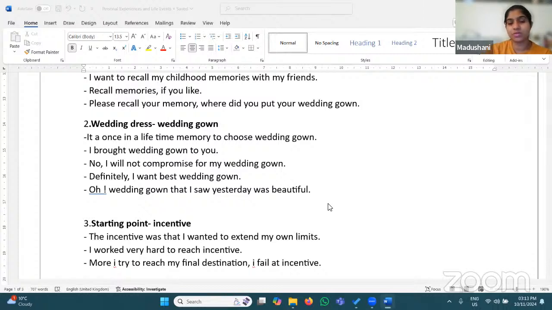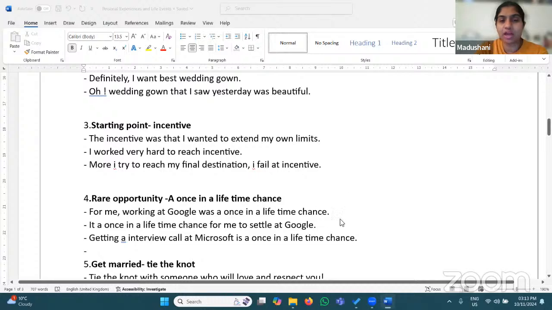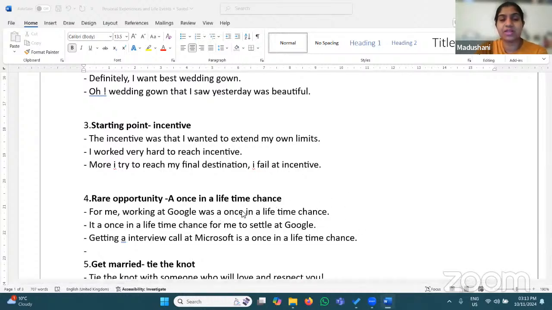The incentive was that I wanted to extend my own limits. I worked very hard to reach the incentive. The more I tried to reach my final destination, the more I failed at the incentive. And rare opportunity, a once in a lifetime chance. So for me, working at Google was a once in a lifetime chance.